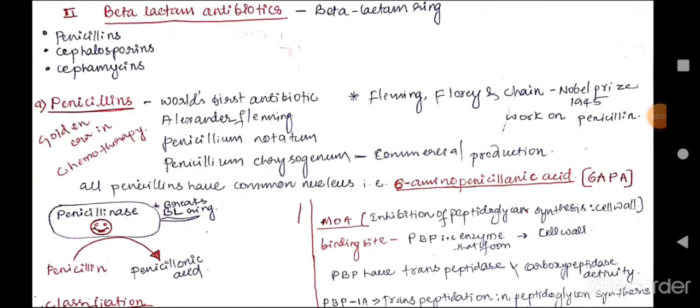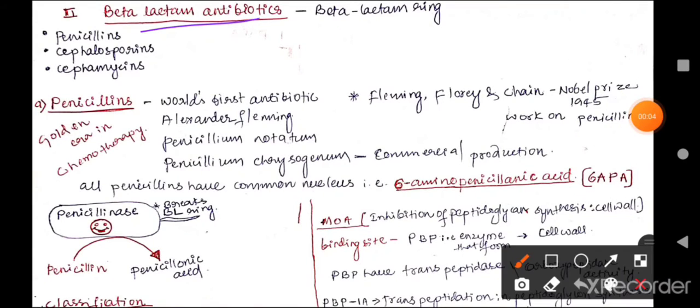In this video, we will discuss beta-lactam antibiotics, which include penicillins, cephalosporins, cefamycins, and other antibiotics. All these antibiotics contain a beta-lactam ring in their structure. Now, let us come to the penicillins.